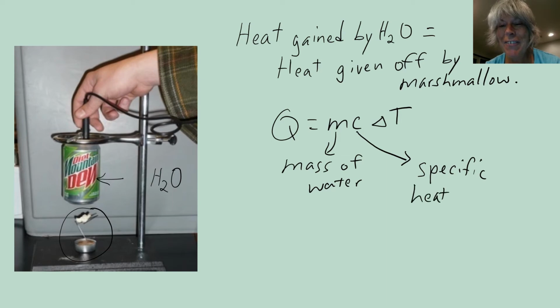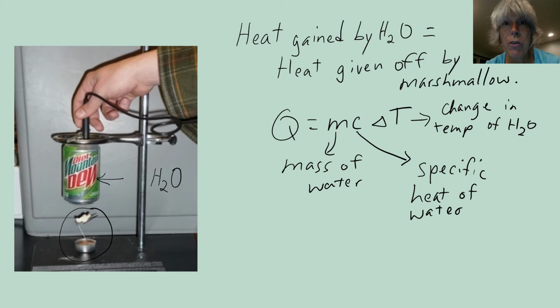The specific heat of the water. And delta T is the change in temperature of the water. See, we have to measure the heat gained by the water instead of the heat given off by the marshmallow, because we can't really measure any change in temperature of the marshmallow. The marshmallow is burning, it's giving off heat. That heat is going to raise the temperature of the water. So then we'll get this value. After we multiply the mass of the water times its specific heat times its change in temperature, we'll get this value Q.